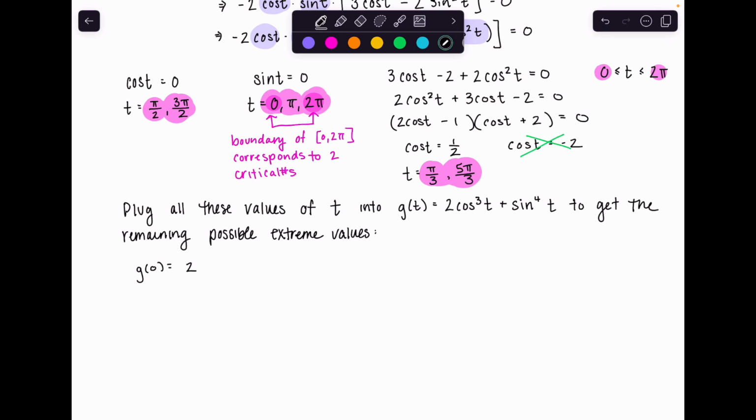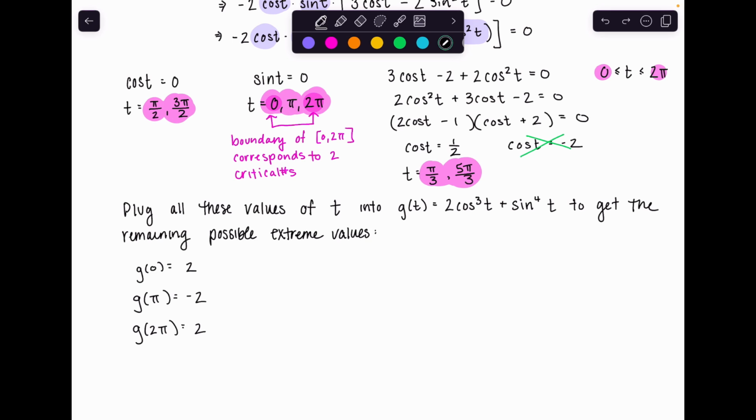And then rinse and repeat the process. I hope you trust that you could go through all of these. If you plug in pi, cosine of pi is negative 1, and sine is 0, so this will be negative 2. And then G of 2 pi, cosine of 2 pi is positive 1, so the first part is 2, and sine is 0. And again, these are the boundary values of t, so I don't need to also evaluate those boundary values.